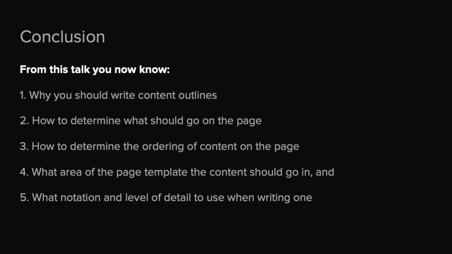So from this talk, you should now know why you should write content outlines before wireframing, how to determine what should go on the page, how to determine the ordering of that content on the page, and what area of the page template the content should go in, and what notation or level of detail you can use when writing one. So again, this is a process that my team and I use all the time to try to reduce rework and make some of these decisions up front before spending all the time designing.